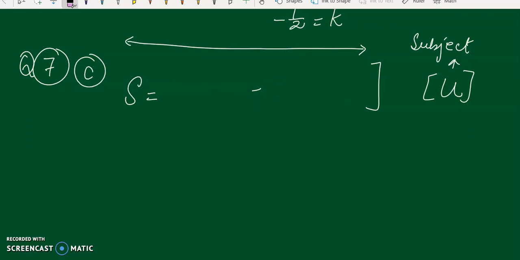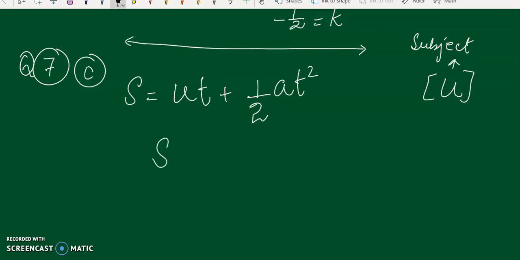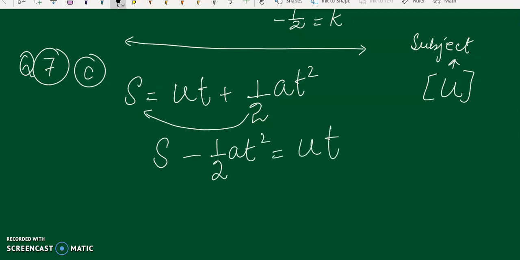You have to make u the subject of the formula, but the equation is S is equal to ut plus half at square. Now this question seems very easy. What you can do is half at square will go to the other side and it will be subtracted because on this side it was being added. Now ये जो u है हमारे पास t इसके साथ मल्टीप्लाई हो रहा है, हमें इस u को यहाँ पर सेपरेट रखना है, so t will go to the other side and will be divided.